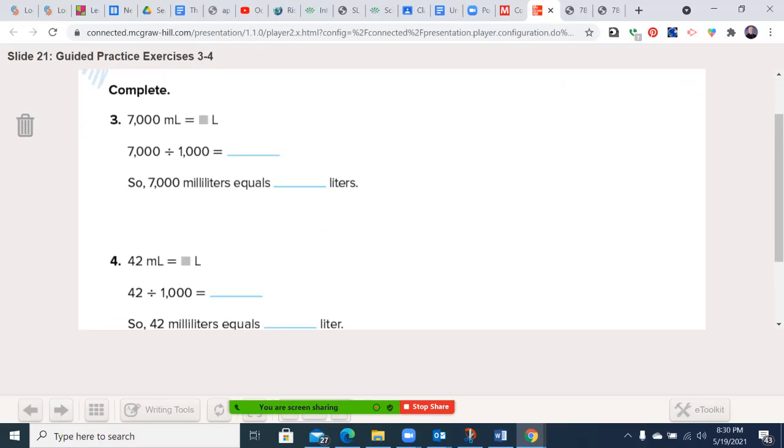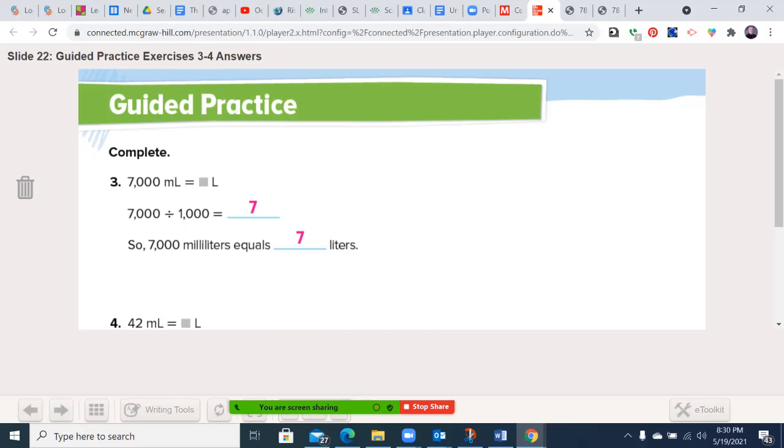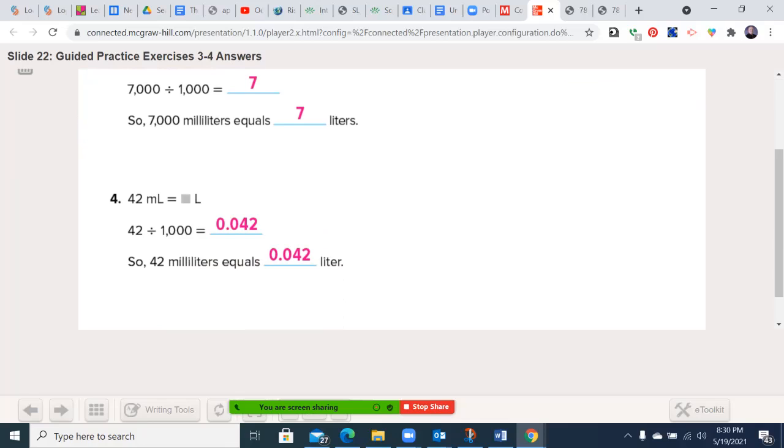Go ahead, pause your video and unpause it when you're ready. Let me pause the video now. Welcome back. Let's see how you did. We divided this time. So we divide by 1,000, takes out 3 zeros, and we get 7 liters. Over here, dividing by 1,000, move the decimal point 3 places, 1, 2, and the next is 0, so 0.042.